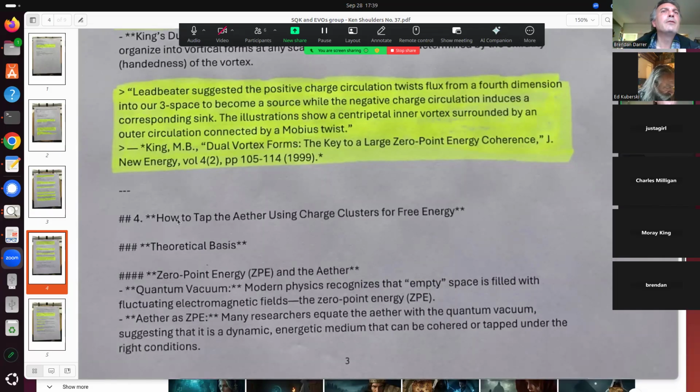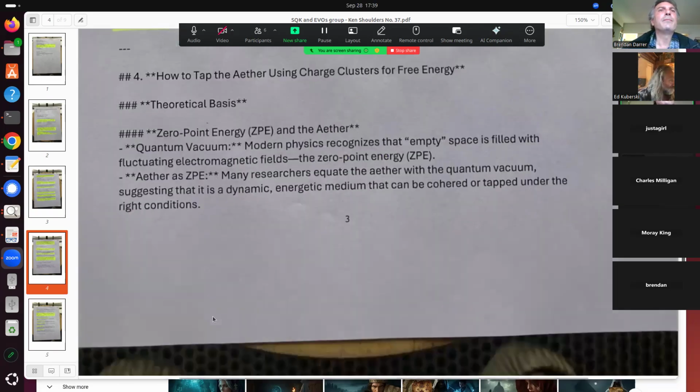Number 4, how to tap the ether using charge clusters for free energy. Theoretical basis: zero-point energy and the ether. Quantum vacuum: modern physics recognizes that empty space is filled with fluctuating electromagnetic fields, the zero-point energy. Ether as zero-point energy: many researchers equate the ether with the quantum vacuum, suggesting it is a dynamic, energetic medium that can be cohered to tap under the right conditions.